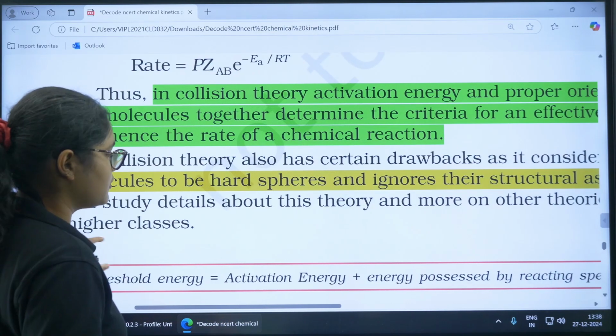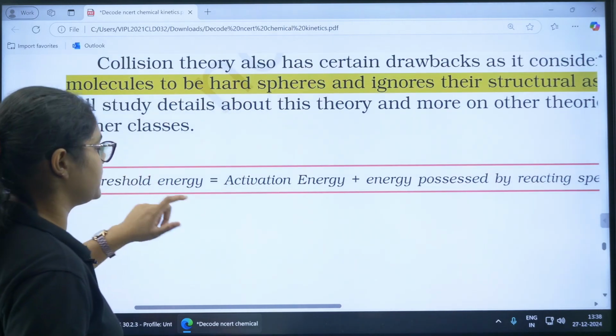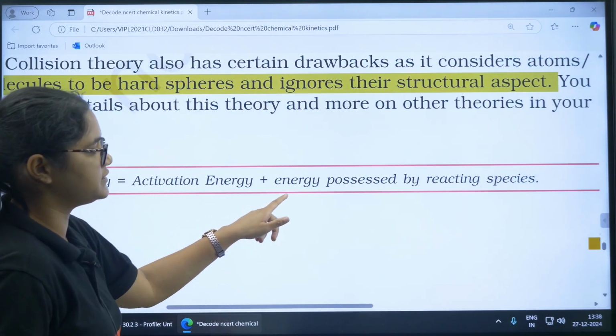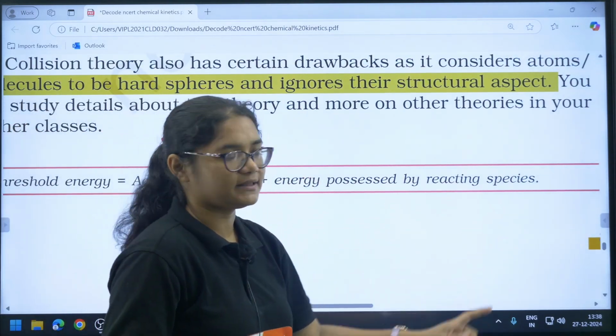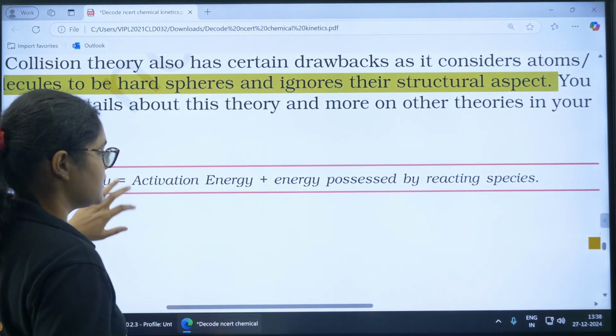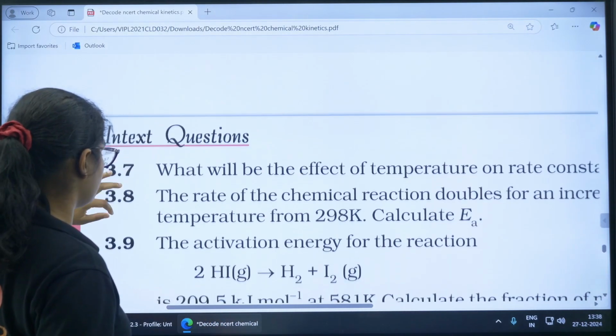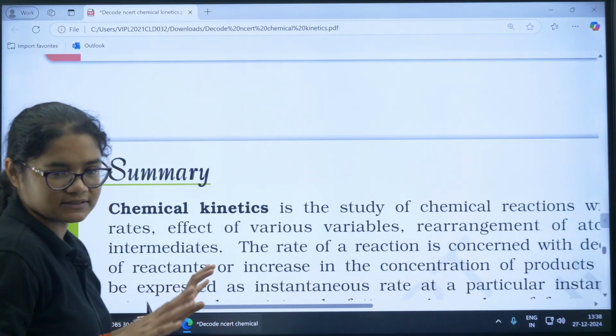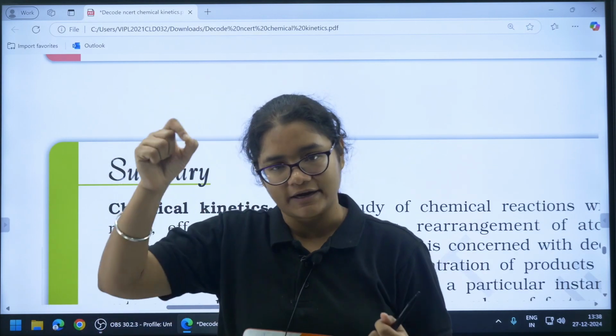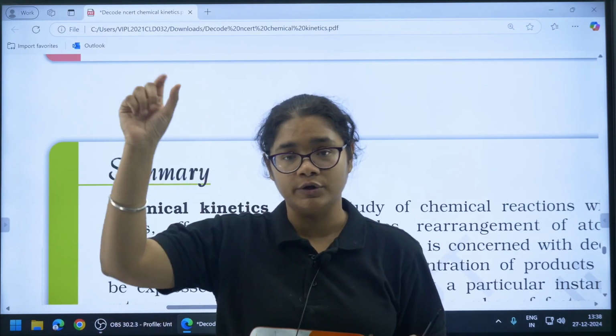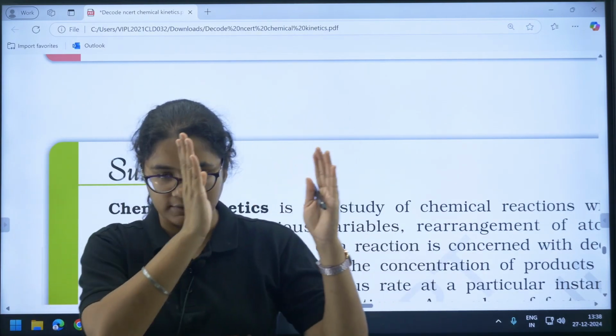Okay, so now here something is given: what is threshold energy? Threshold energy is the activation energy plus the energy possessed by the reacting species. Okay, so yes students, that's all in this class. I have discussed everything, so just highlight these points and write down the questions that I told you on the side in the text part.